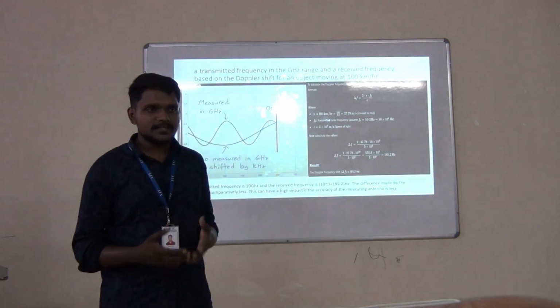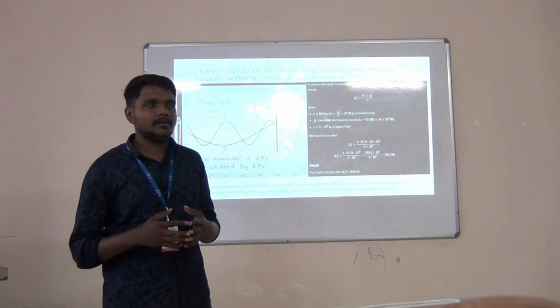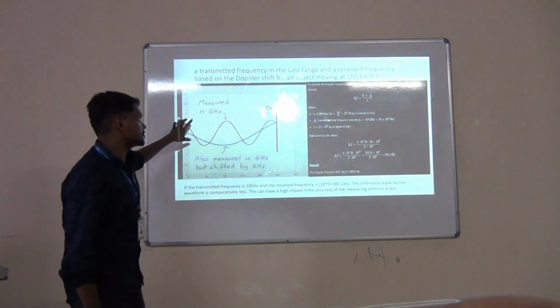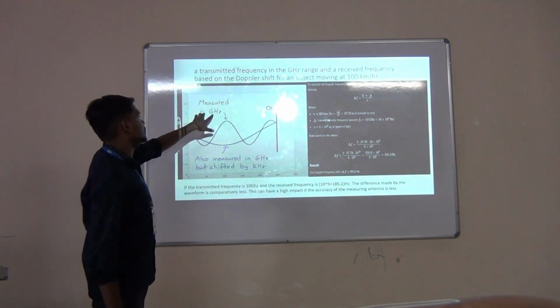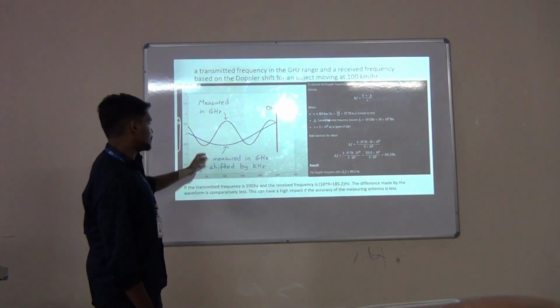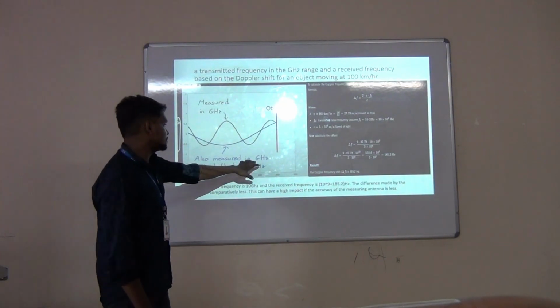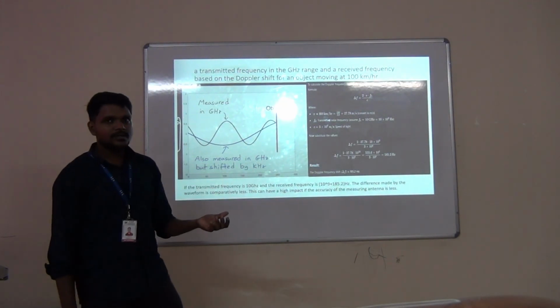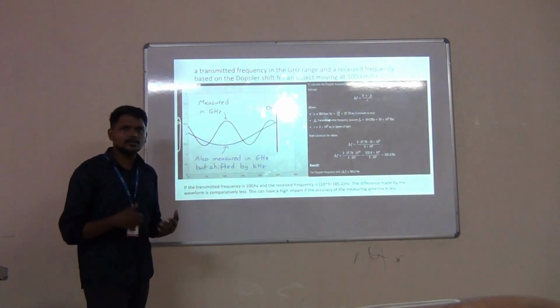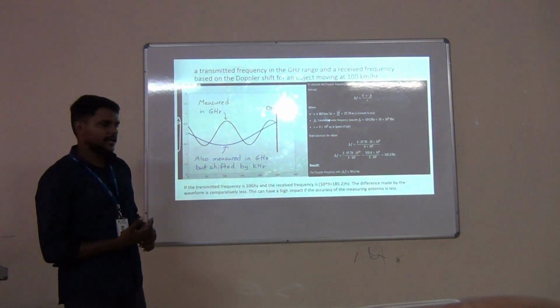So how the object gets detected is a major question for us now, right? That's what I have mentioned in this graph also. Measured in gigahertz, even if the object is detected, the frequency doesn't change much. Also measured in gigahertz but shifted to kilohertz, you can see the difference is 10 power 6. So let's see how this error can be handled.